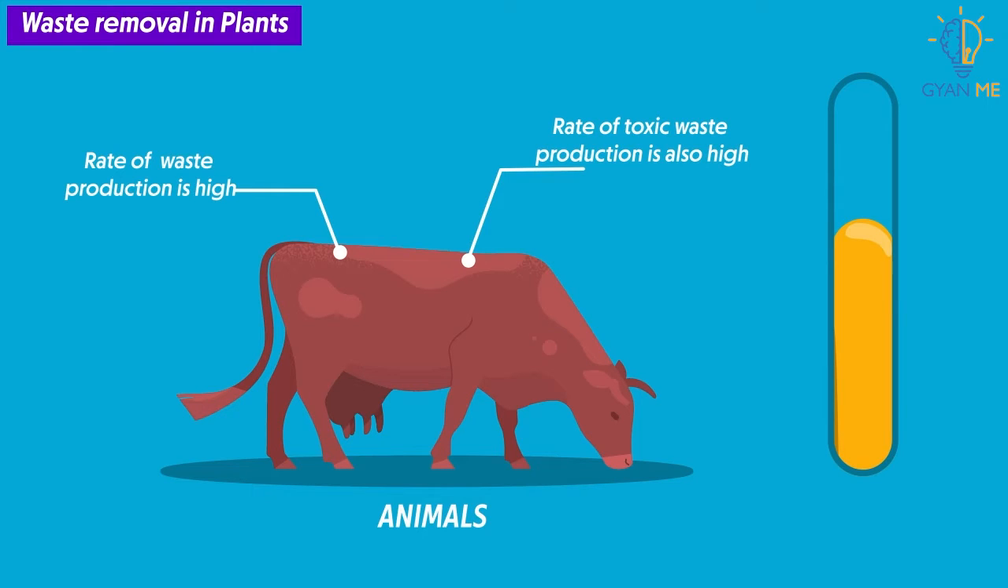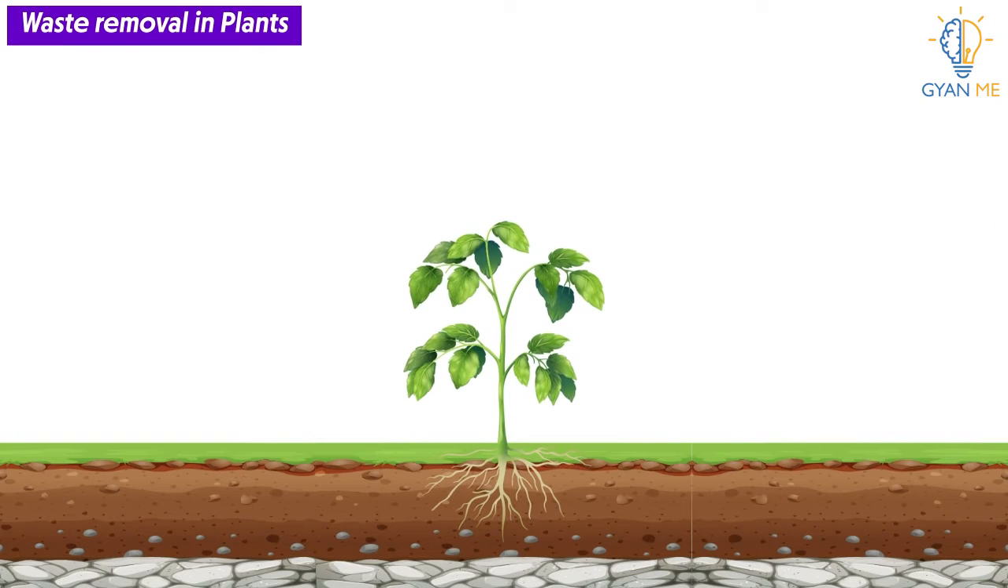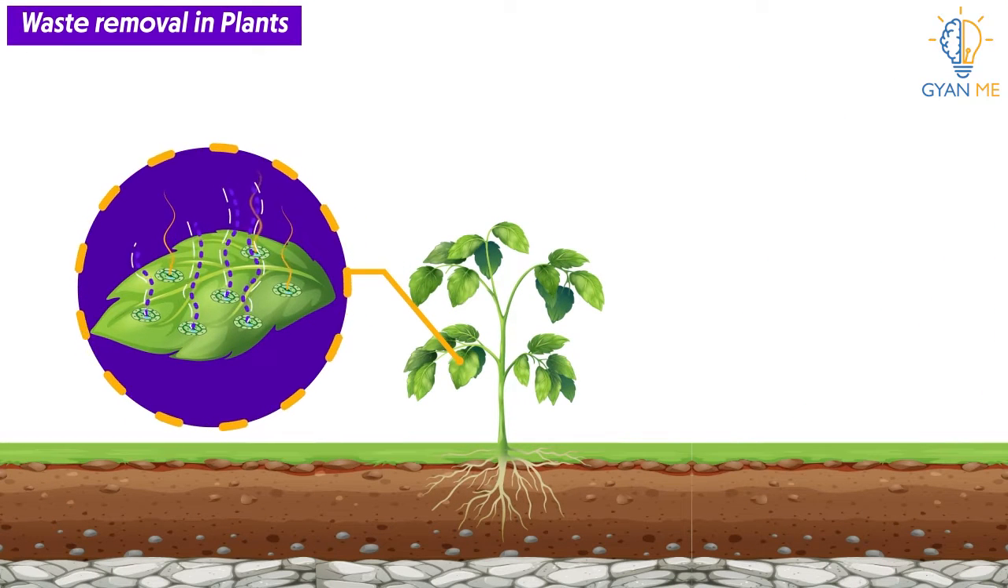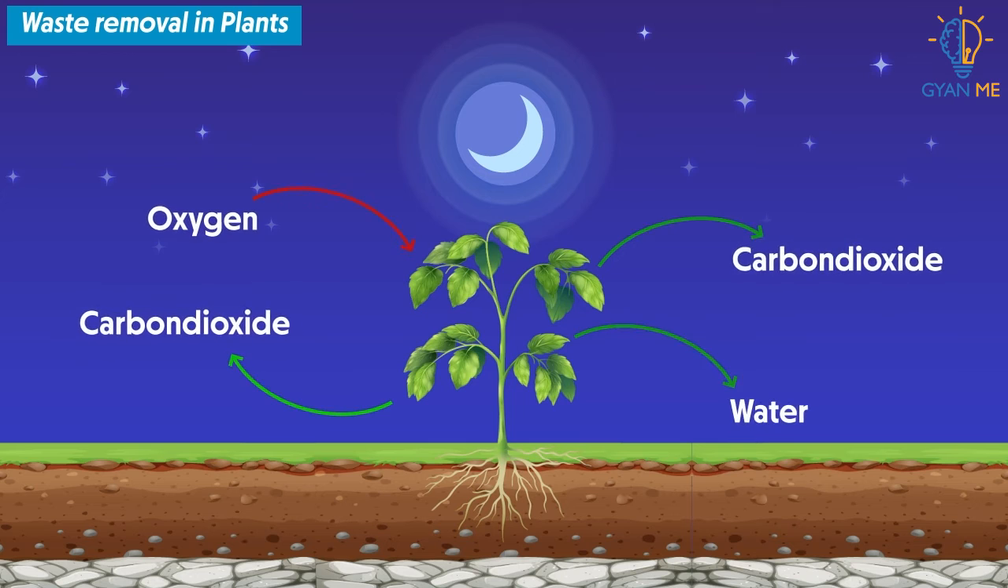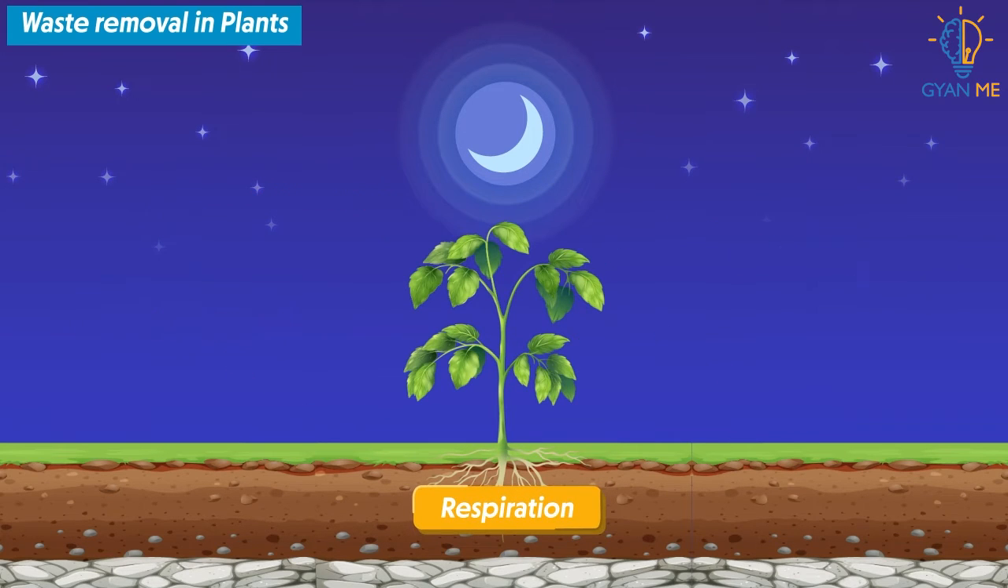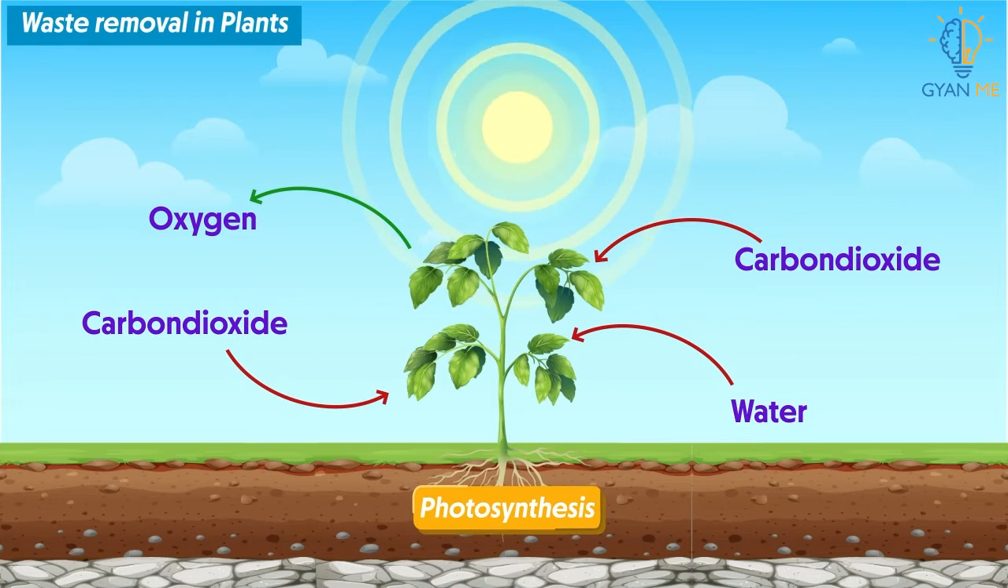To deal with such accumulation and excretion of waste materials, plants have evolved efficient ways to reuse these byproducts of all the processes. For example, carbon dioxide and water produced during respiration are reused during photosynthesis.